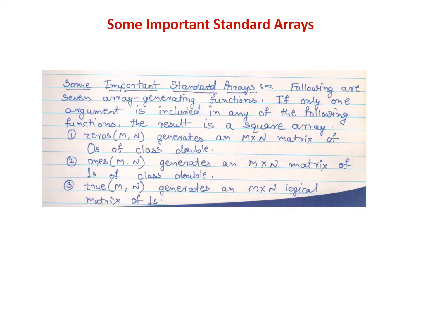Some important standard arrays. Following are 7 array generating functions. If only one argument is included in any of the following functions, the result is a square array. The first function, zeros(m,n), will generate an m by n matrix of zeros of class double. Next function, ones(m,n), will generate an m by n matrix of ones of class double.